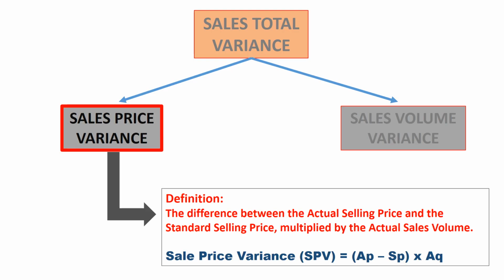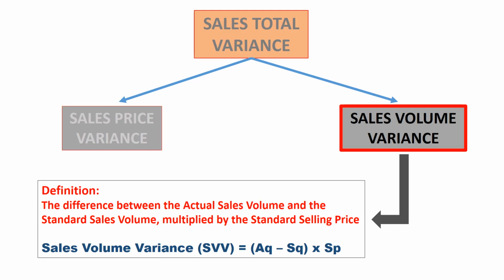The sales price variance is the difference between the actual selling price and the standard selling price, multiplied by the actual sales volume. Therefore, sales price variance, SPV, is equal to AP minus SP, multiplied by AQ. The sales volume variance is the difference between the actual sales volume and the standard sales volume, multiplied by the standard selling price. Therefore, the sales volume variance, SVV, is equal to AQ minus SQ, multiplied by SP.